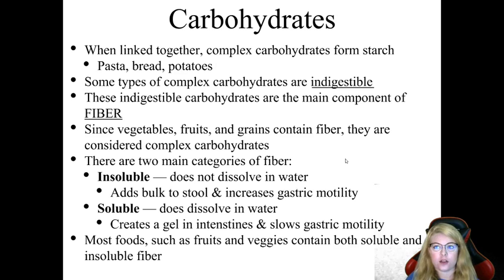When we link them together and they form a chain, then we get complex carbohydrates. Complex carbohydrates form starches, so think pasta, bread, potatoes. Starches are long chains of monosaccharides. Some types of complex carbohydrates are actually indigestible by humans, so we can't digest them. These indigestible carbohydrates are the main component of fiber, and I know you've heard of fiber before. Fiber is a type of carbohydrate. Starch is a type of carbohydrate.